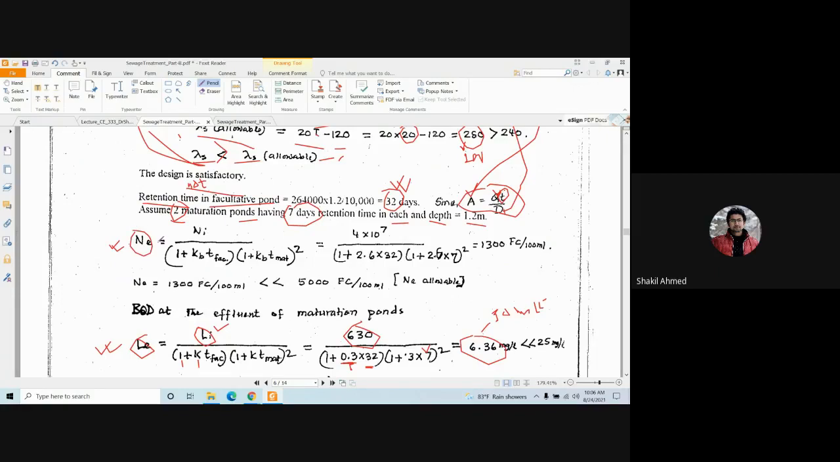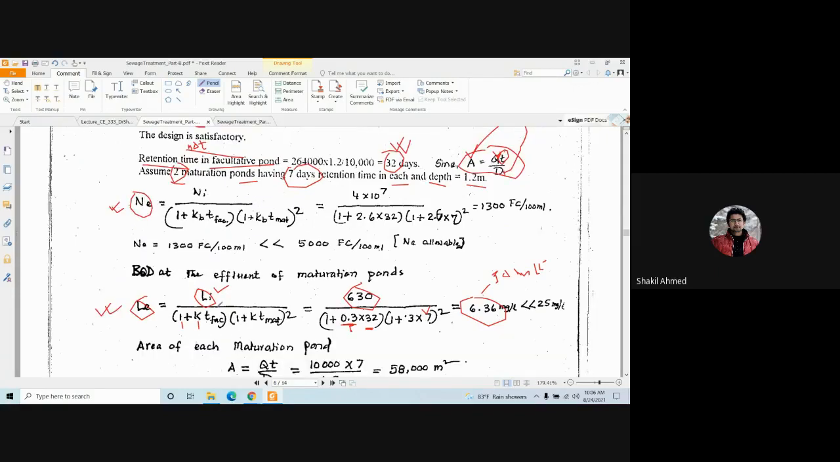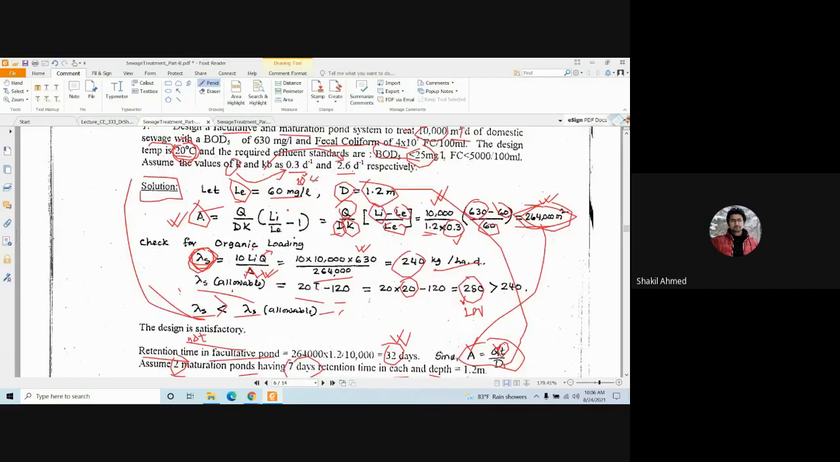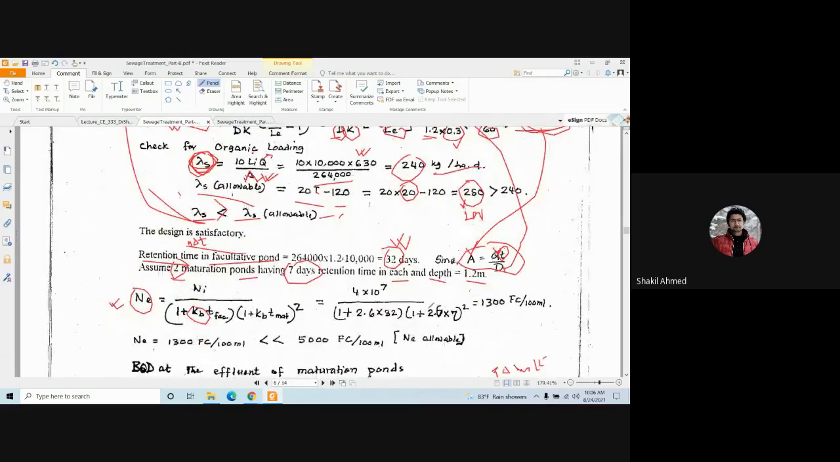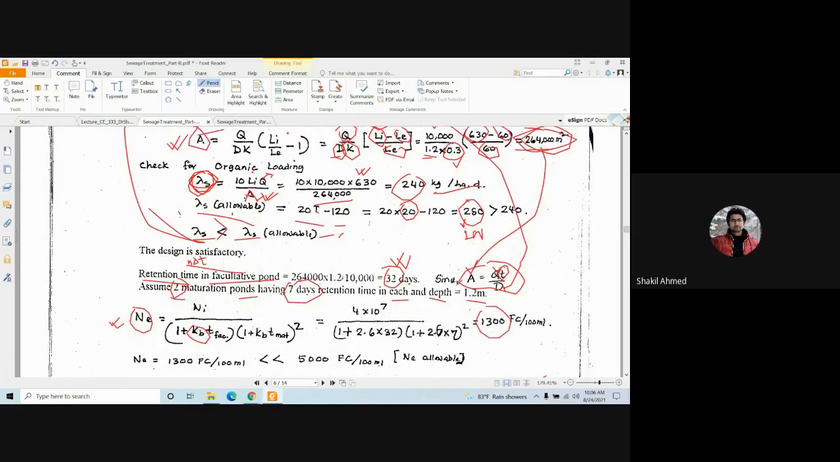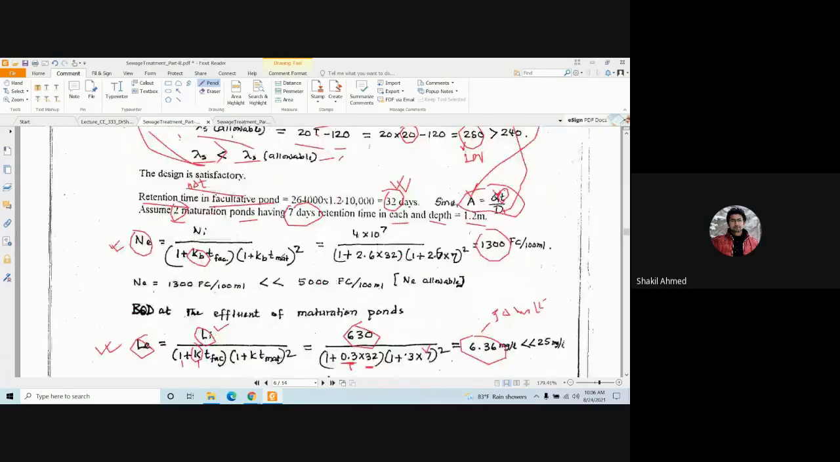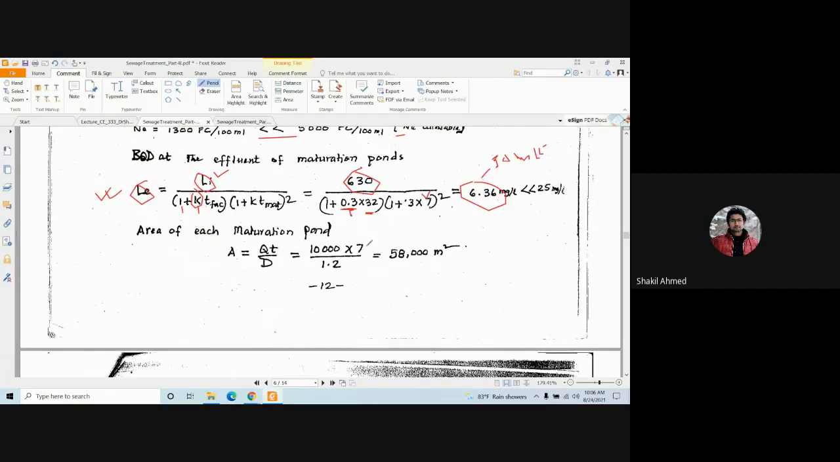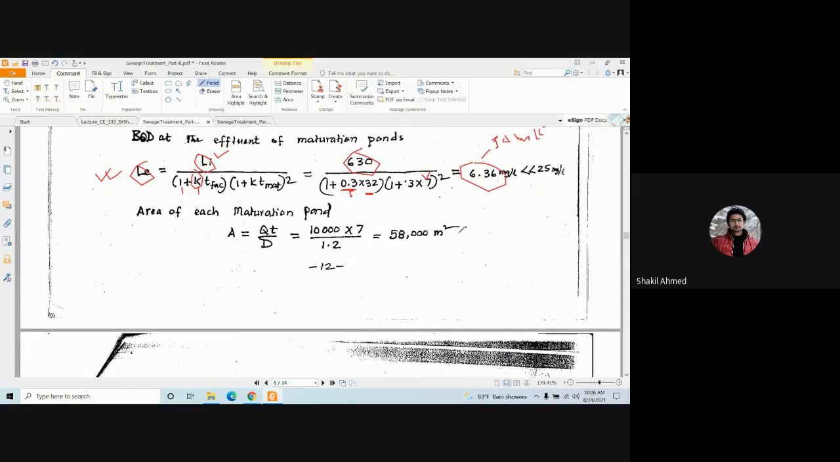Now for the total coliform, the same formula, but instead of K you have to use KB here, which is given as 2.6. So this is 1300, which is less than the 5000. So the design is satisfactory. Done. Clear?